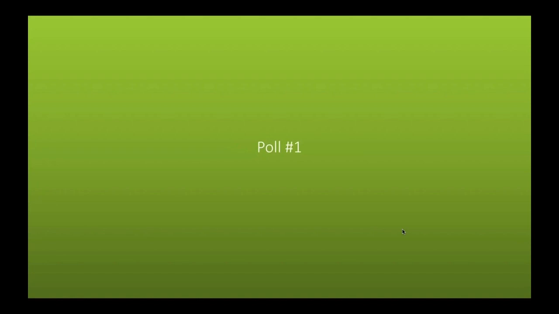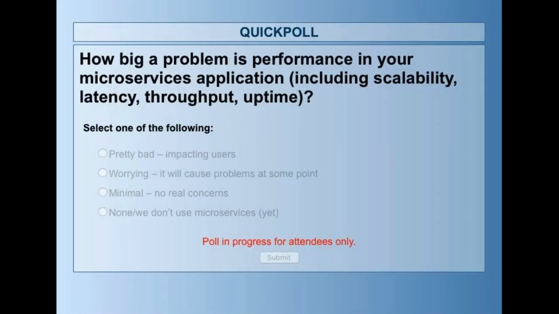So now we actually are going to do our first poll. Hand this over for the first poll question. Now the question is, how big of a problem is performance in your microservices application? This is including scalability, latency, throughput, and uptime. We have four main options. Pretty bad: it's a problem, don't like it. Worrying: it seems like it could be a problem, it might be a problem in the near future, still assessing. Minimal means obviously just not really there, or just don't really use microservices.